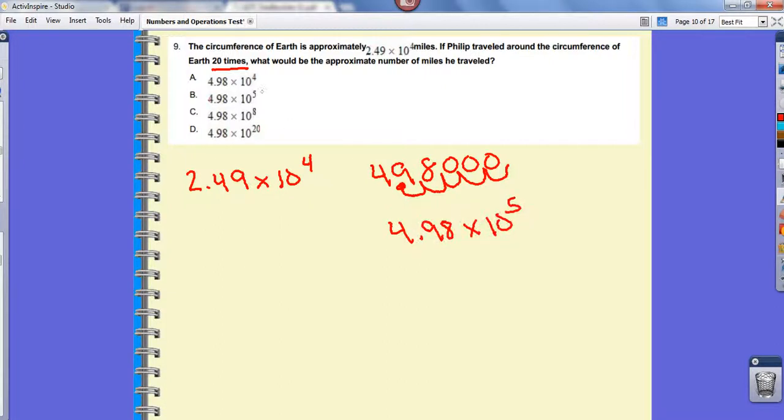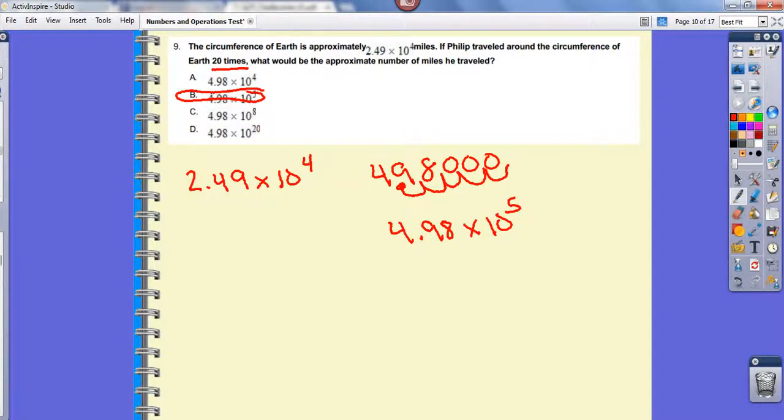Well, then I look up, and B is my solution to this problem. And that is number 9 of the number and operations test.